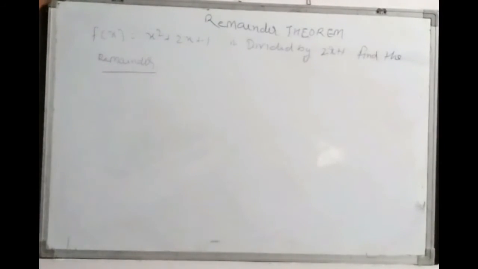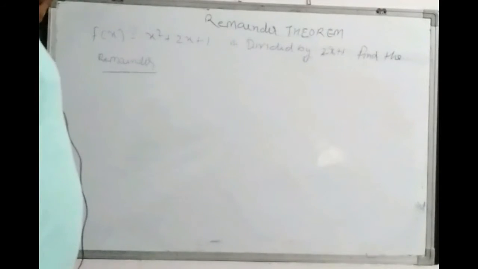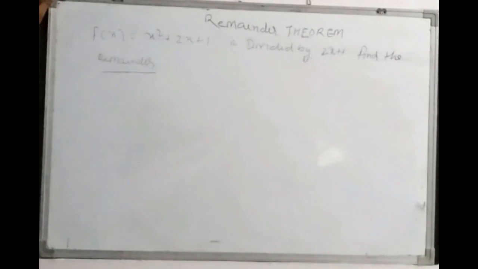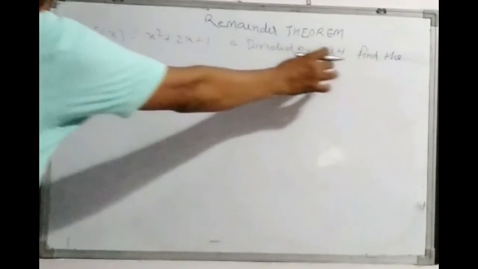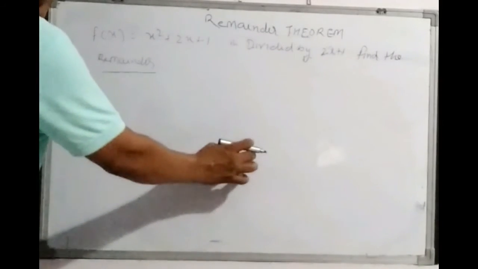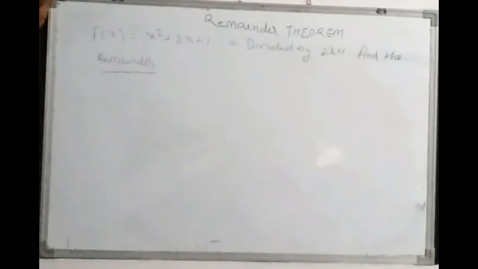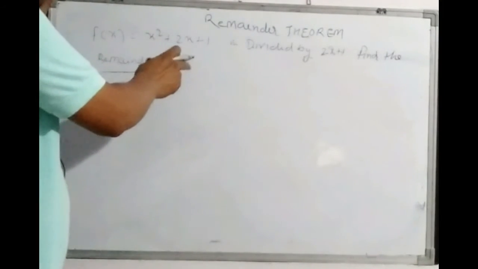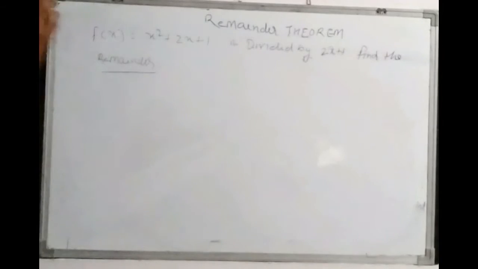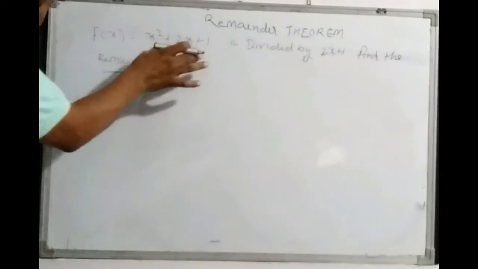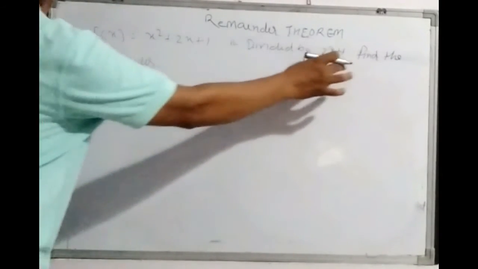The question is, if a polynomial f(x) is equal to x square plus 2x plus 1 is divided by 2x plus 1, find the remainder. So here we have two methods of finding the remainder. One is the lengthier one, which is the long division method. मैं इस polynomial को 2x plus 1 से divide करूँ and then step by step follow करते हुए मैं इसमें remainder find out करूँ. Second thing, I will directly apply remainder theorem to find the remainder of this f(x) divided by 2x plus 1.